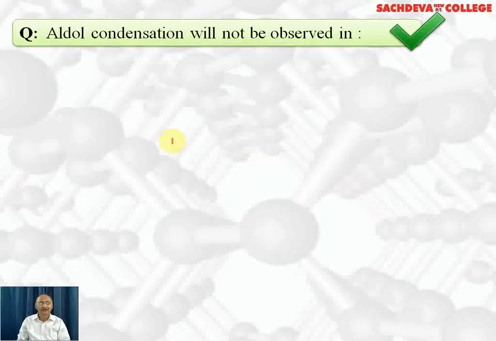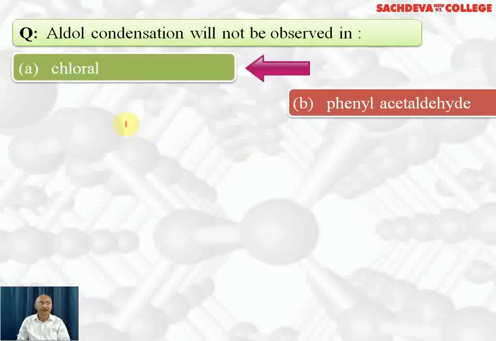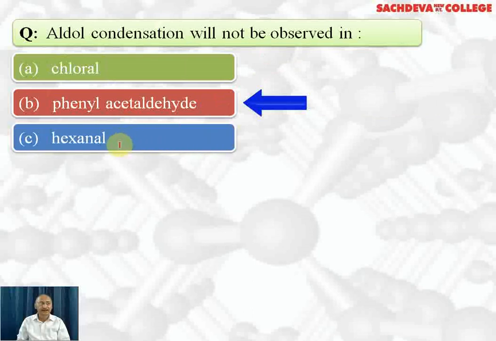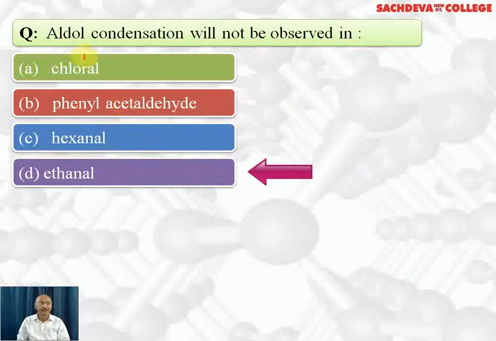Aldol condensation will not be observed in chloral, phenylacetaldehyde, hexanol and ethanol. Correct answer is chloral. Chloral is CCl3CHO. It does not have alpha hydrogen, so it cannot undergo aldol condensation. Phenylacetaldehyde will undergo aldol condensation because it has alpha hydrogen. Hexanol will undergo aldol condensation as it has alpha hydrogen. Ethanol also has alpha hydrogen, so it will undergo aldol condensation.